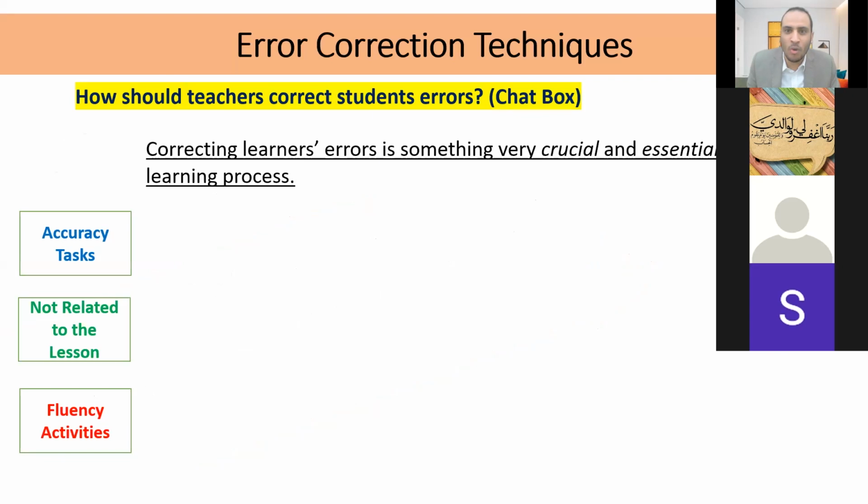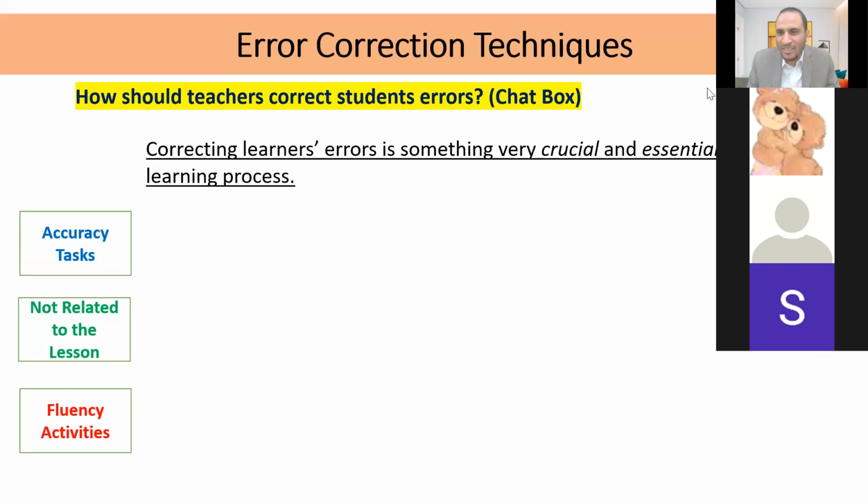So I heard one of you talking about this. That's why I want you to tell me in the chat box. Of course, students need to feel free to make mistakes. Why? Why should students feel that it's okay to make mistakes? To encourage them to speak, because if we correct every mistake they make, they are not going to follow us, or they are not going to speak again.